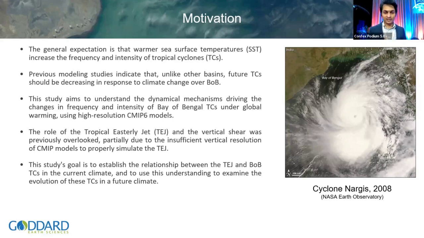The role of the tropical easterly jet and vertical wind shear was previously overlooked for a couple of reasons, but most likely the tropical easterly jet was not simulated properly in CMIP6 models because of not having higher vertical resolution. The study's goal is to establish the relationship between the tropical easterly jet and Bay of Bengal tropical cyclones in the current climate, and use this information to examine the evolution of tropical cyclones in the future climate, to see how they will change and whether the mechanism still exists in the future climate.